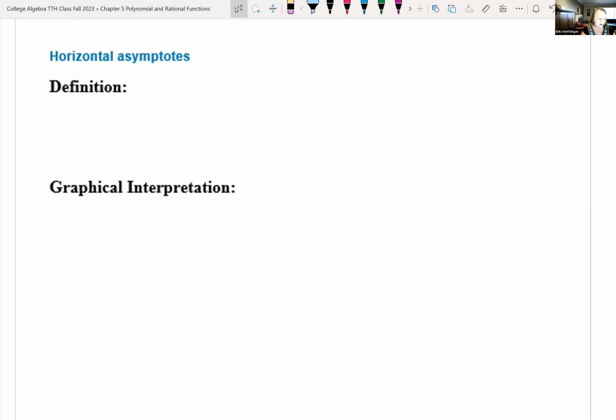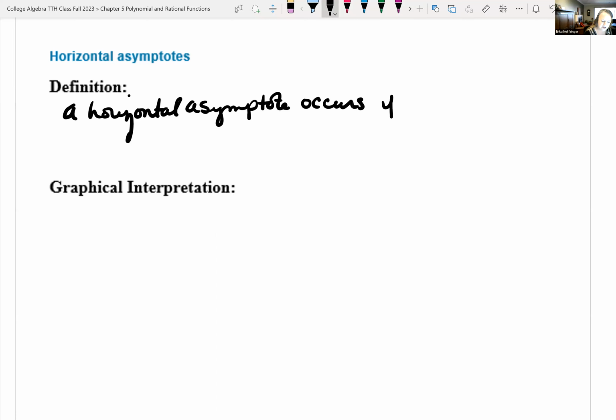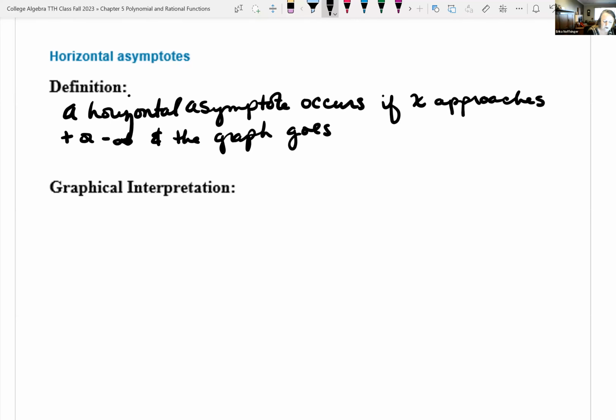So let me just write this in words. So definition, a horizontal asymptote occurs if x approaches positive or negative infinity, and the graph goes to some value. Let's say y equals b.